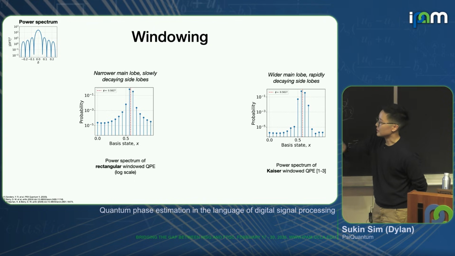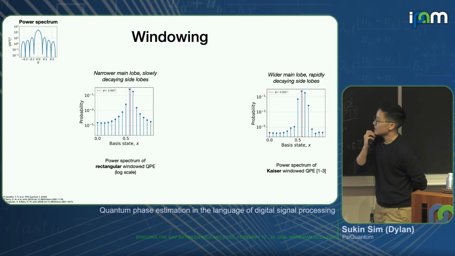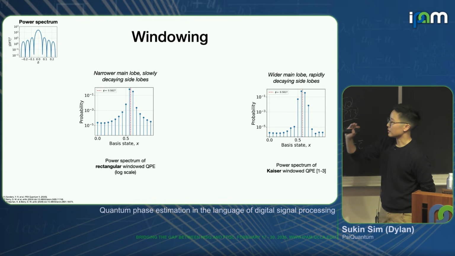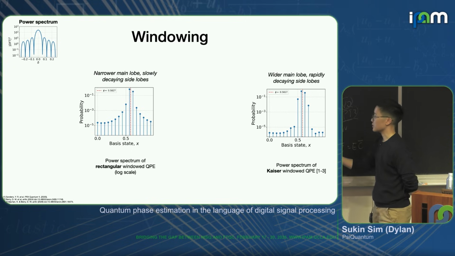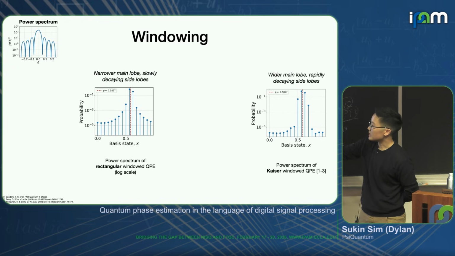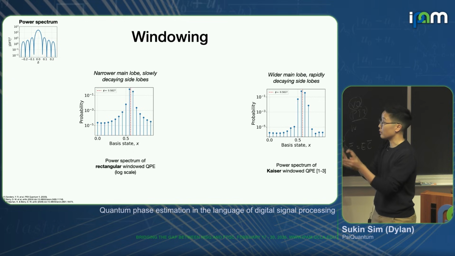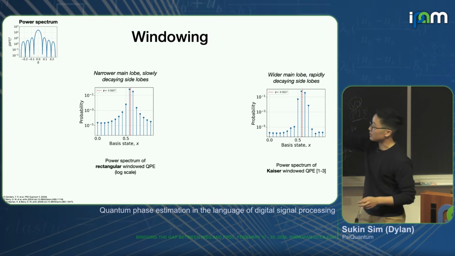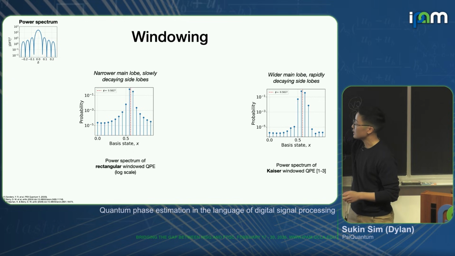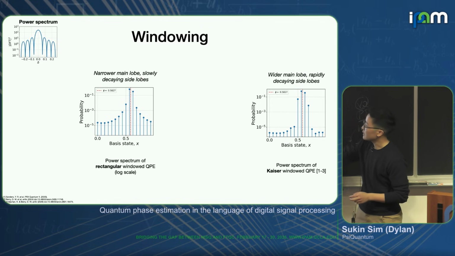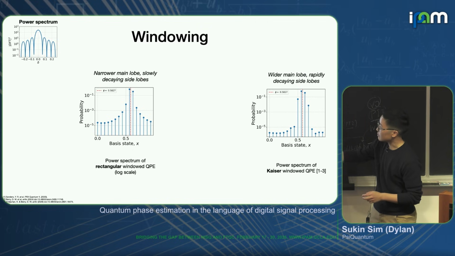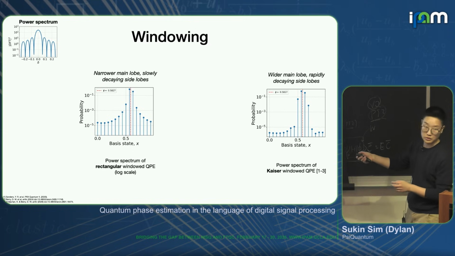So, let me try to get on this. Two scenarios using the rectangular window phase estimation and the Kaiser window. On the left, we see one end of the trade-off where we have a fairly narrow main lobe, consisting of these two nearest neighboring peaks about the true eigenphase, but all these side peaks are decaying rather slowly, especially compared to the one on the right.